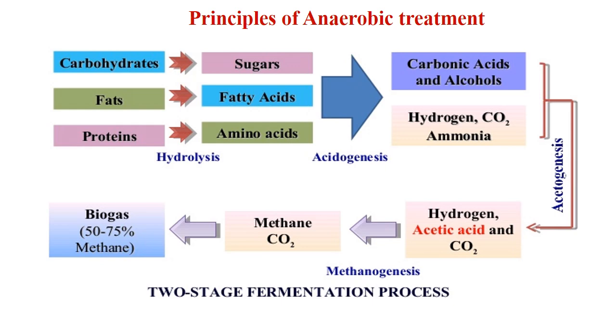Here we will see a little more detail about the principles of anaerobic treatment. All the solid materials which could be there in the water, the substrates, which could be carbohydrates or fats or proteins, will be broken down through hydrolysis. That is the first stage, to sugars, fatty acids and amino acids. Then it undergoes acidogenesis and produces carbonic acids and alcohol, or hydrogen, carbon dioxide and ammonia. The next step is called acetogenesis. That is the bacterial effect which breaks all these compounds into hydrogen, acetic acid and carbon dioxide. The next step is methanogenesis. From this, methane is produced and we get biogas, in which 50 to 75% is methane. So this is the background of anaerobic treatment.